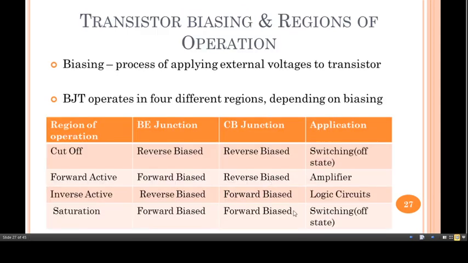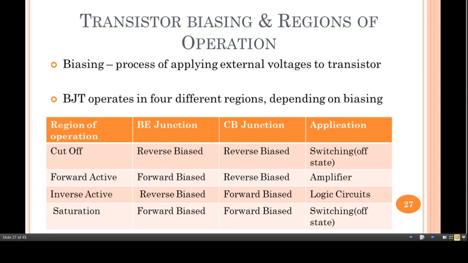Now the biasing of transistor and the regions of operation. First of all, what do you mean by biasing? Biasing is the process of applying external voltages to the transistor. Whenever we connect an external supply to our device, that is called biasing. And based on the biasing, BJT operates in 4 different regions. Those 4 different regions are like this.